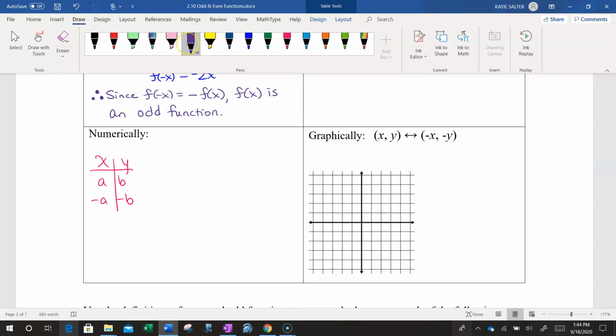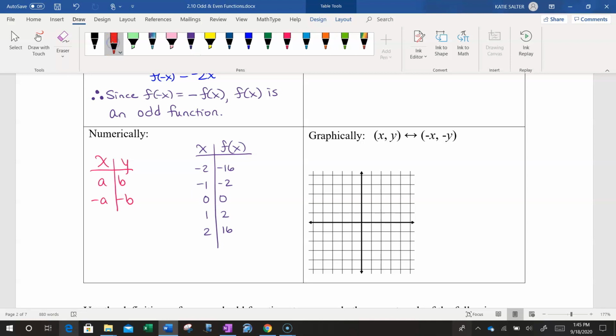So if we look at some of the points on f of x, our example, this is just our cubic function stretched vertically by a factor of 2. So it still has that point 0, 0. But instead of 1, 1, it has 1, 2. And instead of 2, 8, it has 2, 16. Instead of negative 1, negative 1, it has negative 1, negative 2. Instead of negative 2, negative 8, it has negative 2, negative 16. And you can see that it fits this definition. For every point A, B, we have the point negative A, negative B.